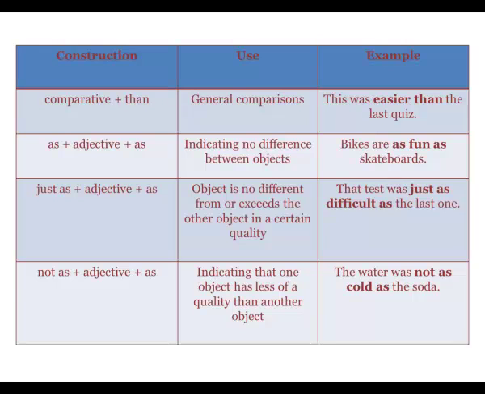Similarly, if you want to indicate one object is at least equal to, if not greater than, the other in terms of equality, use the just as plus adjective plus as construction. In the example, "That test was just as difficult as the last one," the indication is that that test might have been more difficult than the last one. Finally, if you want to show one object has less of a quality than another object, use the not as plus adjective plus as construction. The example, "The water was not as cold as the soda," indicates that the soda was colder than the water.